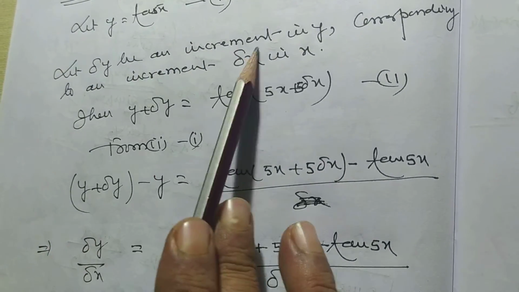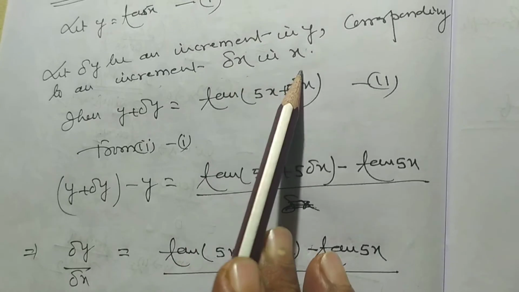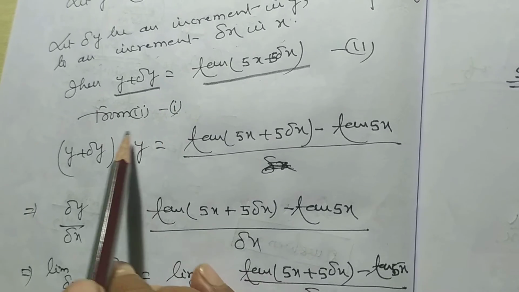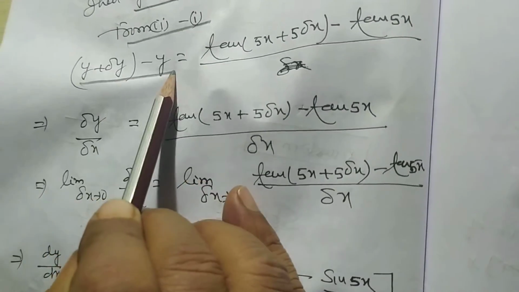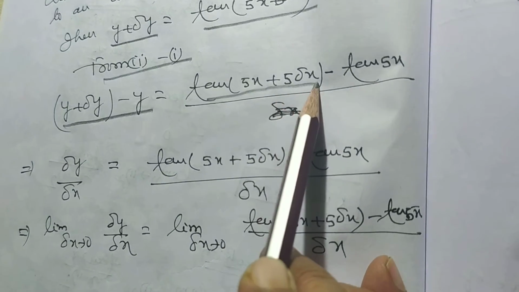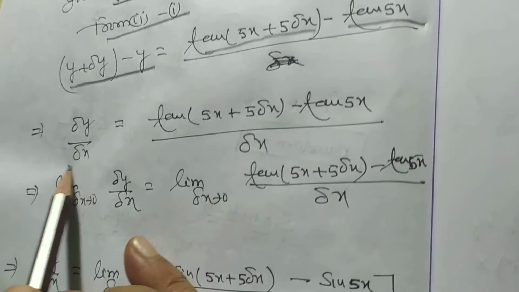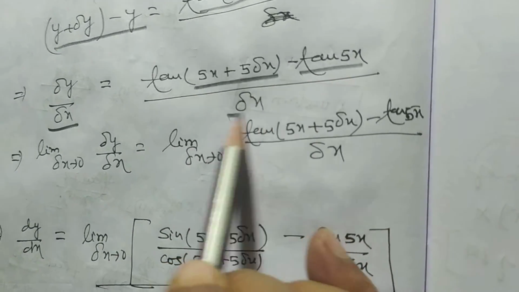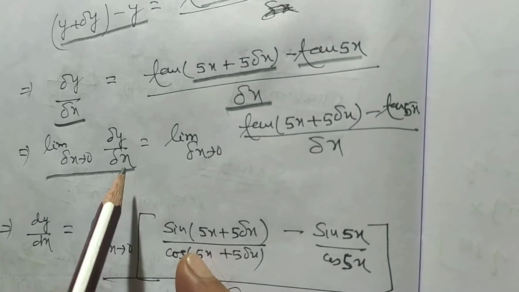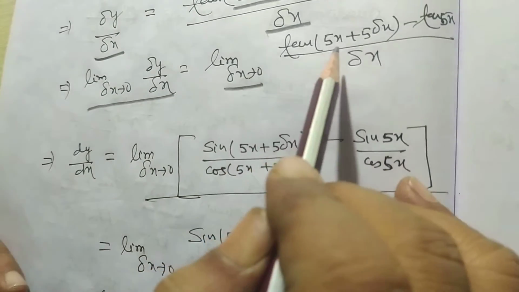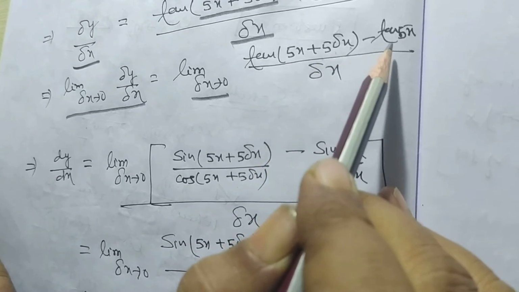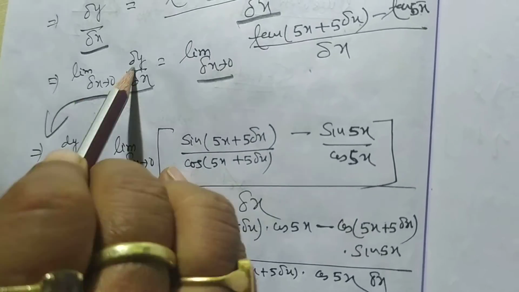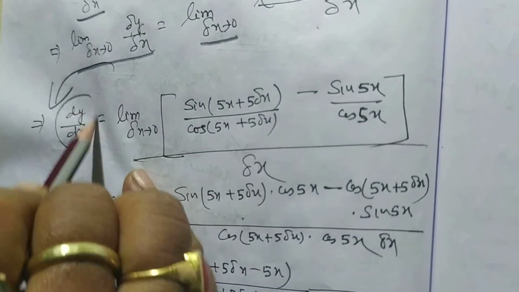Let delta y be an increment in y corresponding to an increment delta x in x, then y plus delta y is tan 5 into x plus delta x. From second minus first, y plus delta y minus y is equal to tan 5x plus 5 delta x minus tan 5x. Delta y by delta x is equal to tan of angle 5x plus 5 delta x minus tan 5x by delta x. So limit delta x tends to 0 of delta y by delta x is equal to limit delta x tends to 0 of tan 5x plus 5 delta x minus tan 5x by delta x. So instead of limit delta x tends to 0 of delta y by delta x, we write dy by dx.